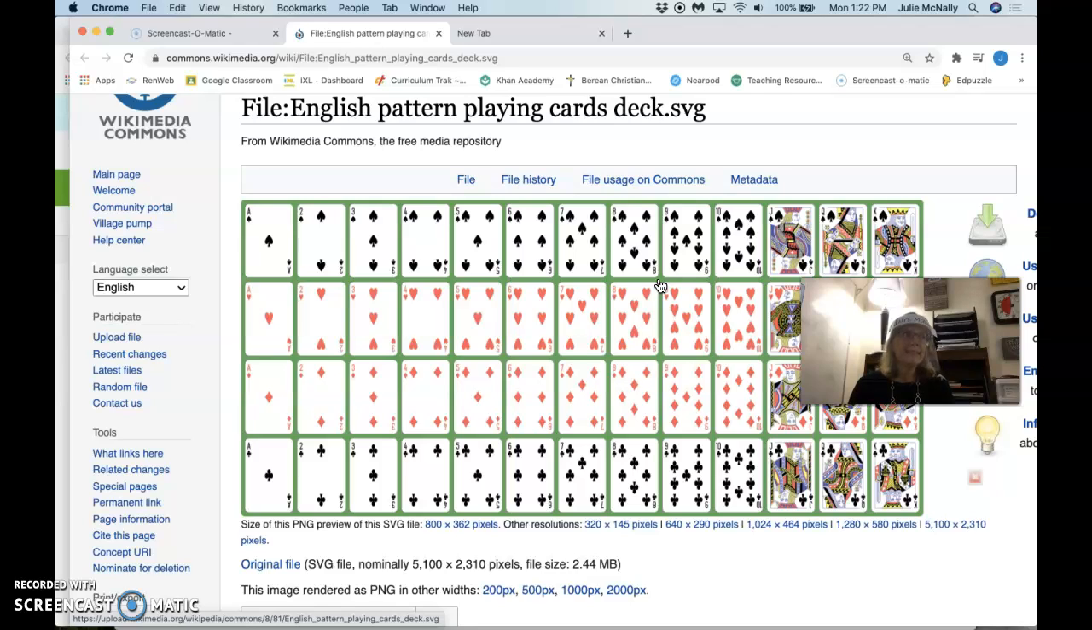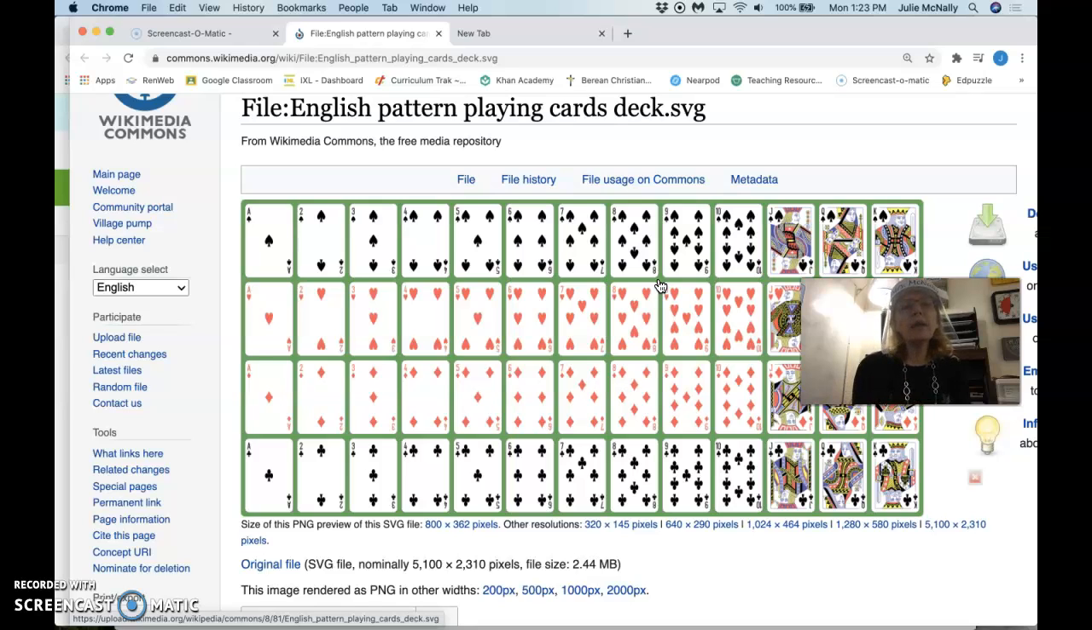1, 3, 5, 7, 9. So, do I have any ones? The ace. We're not going to count that as a 1 because it's called ace. So we're just going to look at number cards. Okay, so no ones. So 3s. How many 3s do I have? 4. How many 5s do I have? 4. How many 7s do I have? And how many 9s? 4.